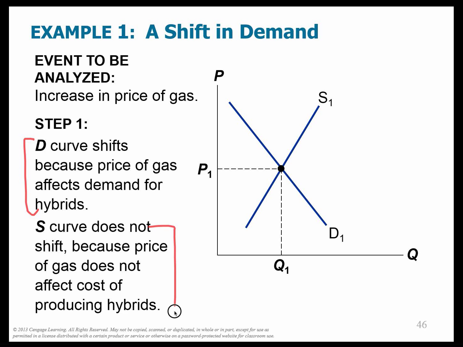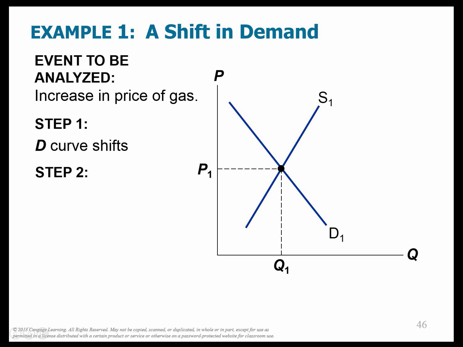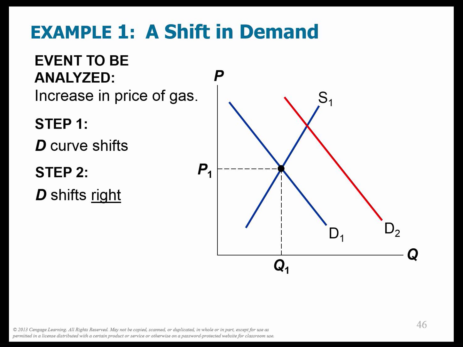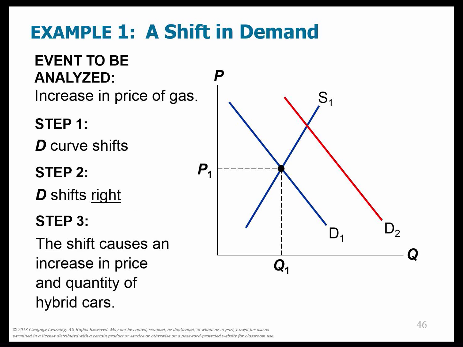The answer is no, the supply curve does not shift because the producers of hybrid cars don't care about the price of gas. They only care about their costs, okay? So let's look at how this happens. Demand curve shifts, and it shifts to the right as we spoke before. And so let's go ahead and draw it on there. And finally, I find the new equilibrium. So you can see that price increased and quantity increased when I have an increase in demand.